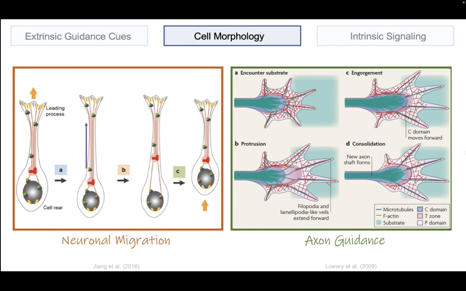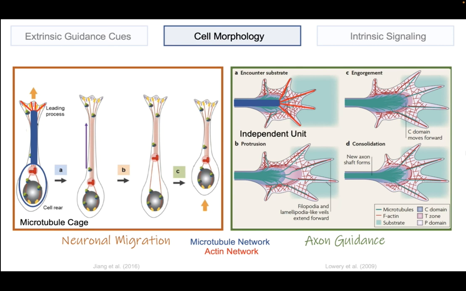While both neuronal migration and axon guidance depend on a stabilizing microtubule network and a more flexible actin network in the exploring filopodia, one key difference is that the growth cones in axon guidance act as independent units. In neuronal migration, on the other side, microtubule and actin networks are connected to the nucleus by a so-called microtubule cage. In axon guidance, detection of external cues leads to filopodia extension and elongation of the axonal microtubule network.